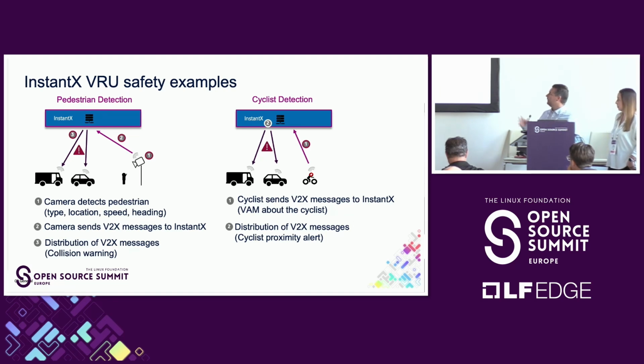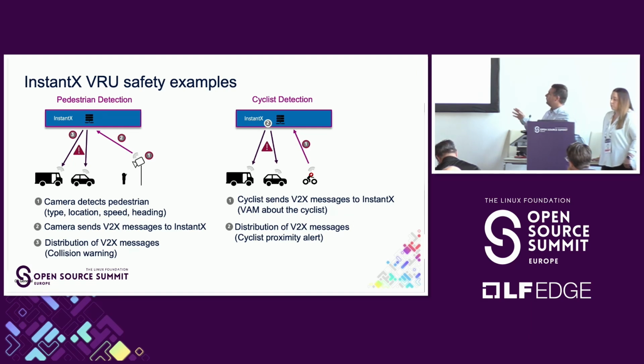And another possibility, in the second example, is for cyclists. This example can be viewed in two ways. The first one is the cyclist has a device, a mobile phone, for example, that is sending its location in real time to the InstantX platform, and then it tells all the other users that a bike is in the way. So it is very good because you can plan how to go around the cyclist and so on.